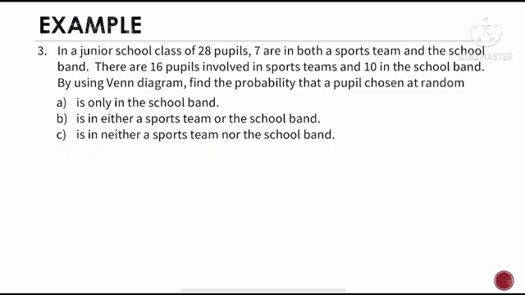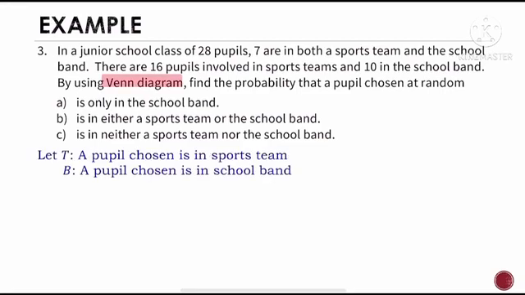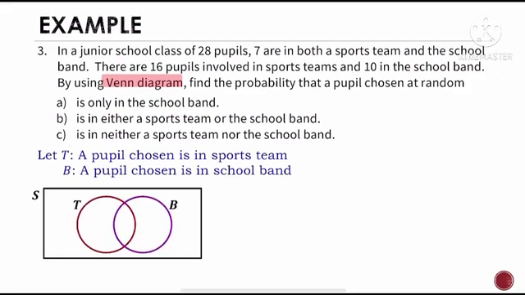In this example, we define the events first. We will use a Venn diagram to solve this probability. From the question, 7 are in sport team and school band. So write 7 in the intersection of sport team and school band. 16 are involved in sport teams. The 7 people just now are included in these 16 people, so the other 9 people are only involved in sport team. Make sure that there is a total of 16 inside the sport team circle. 10 people are in school band, so there are only 3 people involved in school band only. The total must be 10 in the school band circle. Altogether, there are 28 people. However, we only have 19 in the Venn diagram. So the balance of 9 pupils are not involved in either sport team or school band.